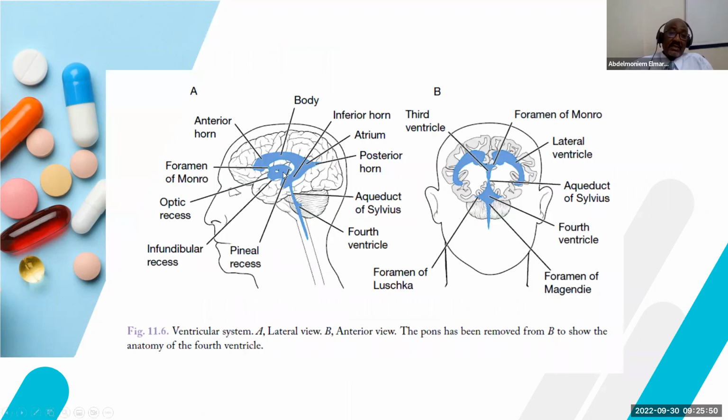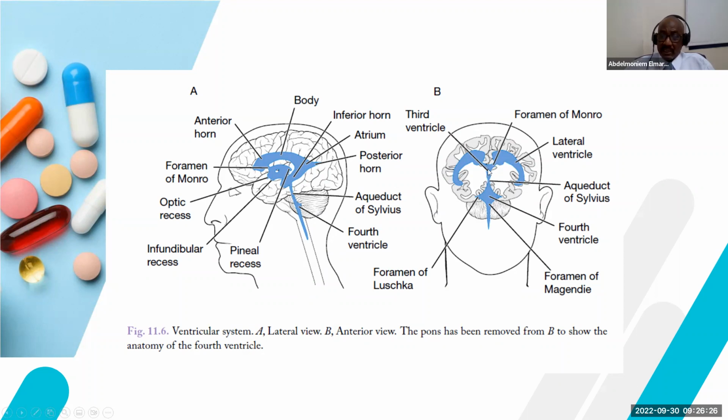These are the ventricles. This is the lateral ventricle, this is the third, and this is the fourth ventricle. This is a side view. This is an anteroposterior view. We have a lateral ventricle on each cerebral hemisphere. There is a third ventricle between the two cerebral hemispheres. There is a fourth ventricle in the brain stem, and there is an opening between the lateral and third, called the foramen of Monroe, or the interventricular foramen.